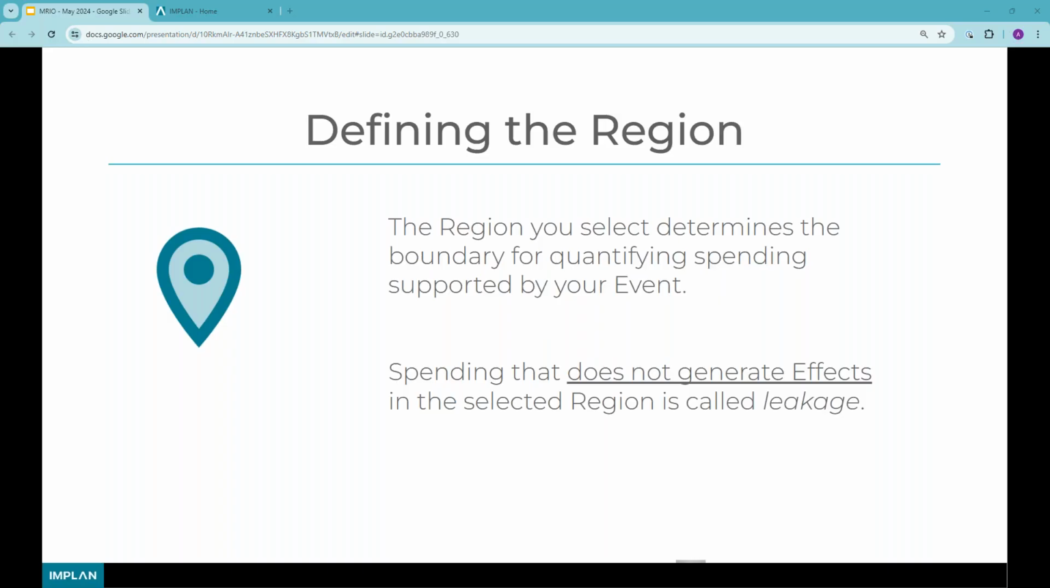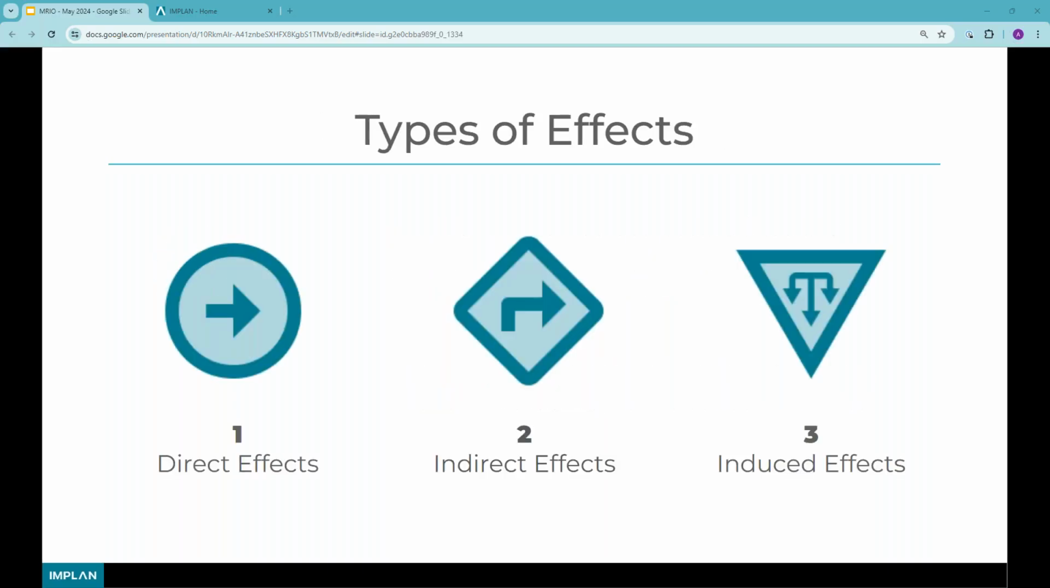While there is no right answer, there is certainly going to be a wrong answer, right? You would never use Mesa County, Colorado to estimate effects on the Denver-based business because it doesn't operate there. It doesn't make sense to do that. But when defining a region, you are by definition limiting the effects of your study to that region. Any spending that does not generate additional spending or effects in your selected region is what we refer to as a leakage in IMPLAN.